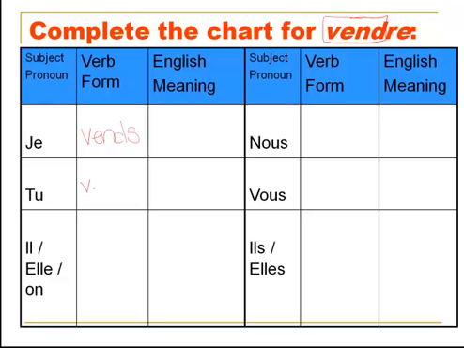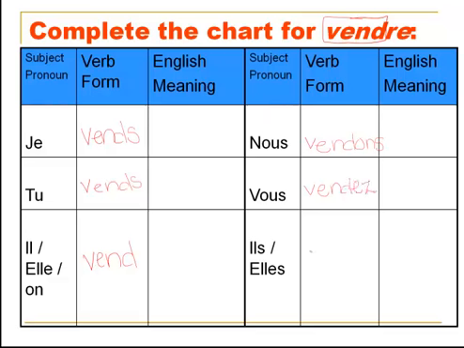The tu form is exactly the same word. Tu vends. Notice that S is silent. To say he or she or one sells, it would also sound like vend, just like the je form and the tu form, but it would just be the stem, il vend. That D is also silent because remember the rule, you don't pronounce consonants at the end of French words. The nous form, to say we are selling or we sell would be nous vendons. So there's our stem and the O and S ending, nous vendons. To say you all sell or you all are selling, vous vendez.